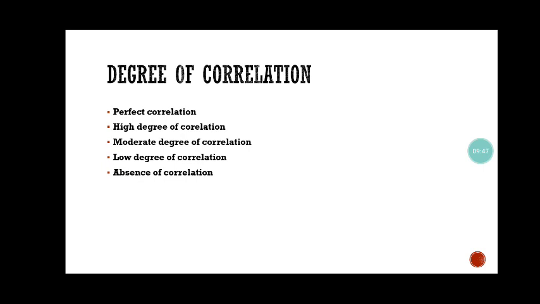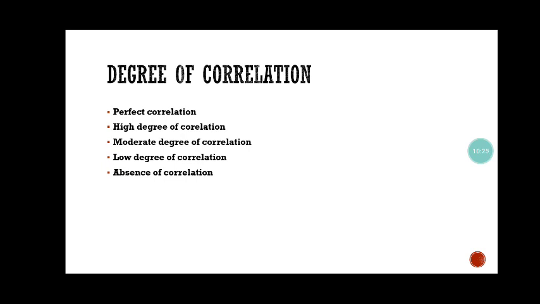So if the coefficient of correlation between two variables is neither very high nor very low, it is called moderate degree of correlation, and we have discussed the value of the coefficient in that case. The next one that we are going to discuss is low degree of correlation. What is this low degree of correlation? When the correlation between two variables is of very small degree, it is said that correlation is of low degree.